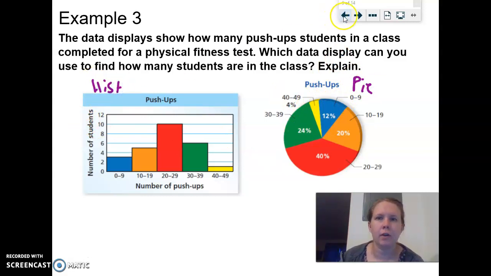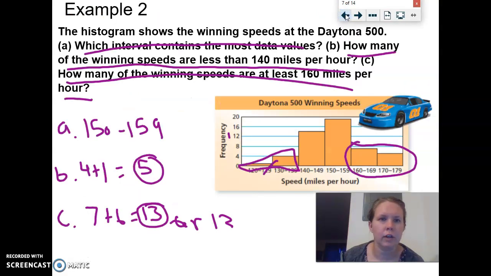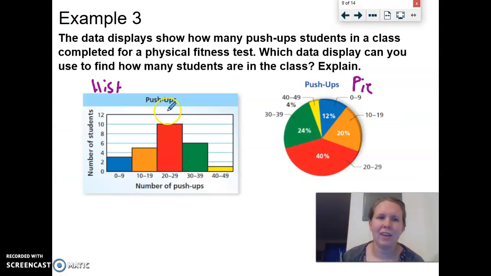I always spell histogram wrong. Is it a T or an O? I always want to say A. Oh, gram.